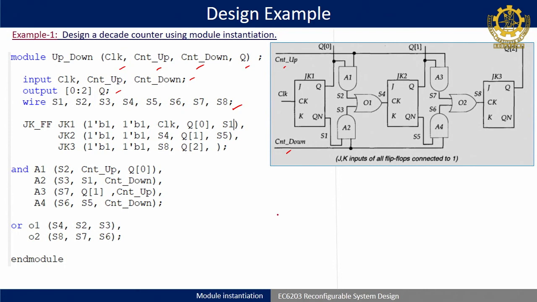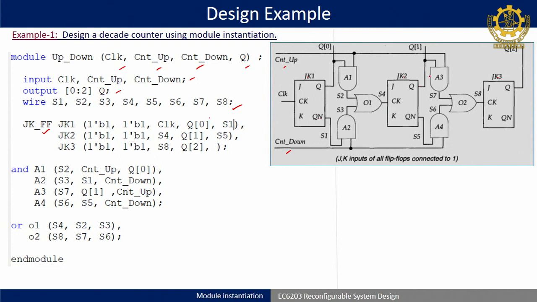Okay. So, this design consists of 3 JK flip flops. So, I have called the JK flip flop module 3 times with JK1, JK2, JK3 as the instance names. Here, J and K are all tied to 1 and CK is tied to CLK, Q is tied to Q0 and Qn is tied to S1. Understood?